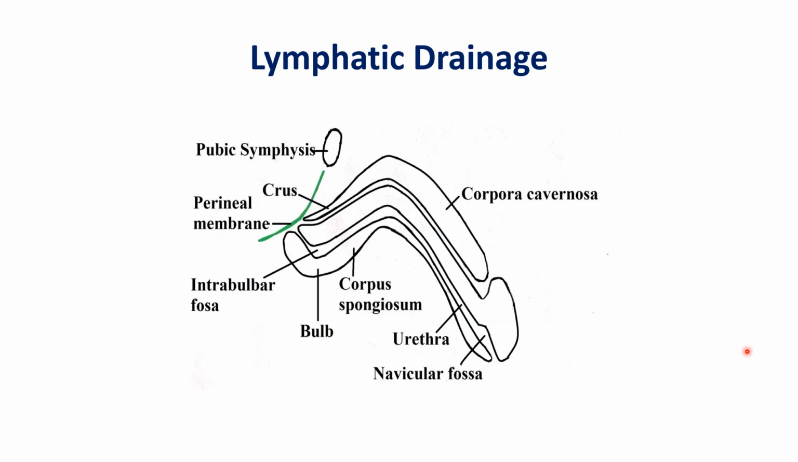Lymphatic drainage of the penis: the glans is drained by the deep lymph nodes, that is the lymph node of Cloquet or Rosenmuller, while the rest of the penis is drained by the superficial inguinal lymph nodes. So the glans penis is drained by the deep inguinal lymph nodes, the lymph node of Cloquet or Rosenmuller.